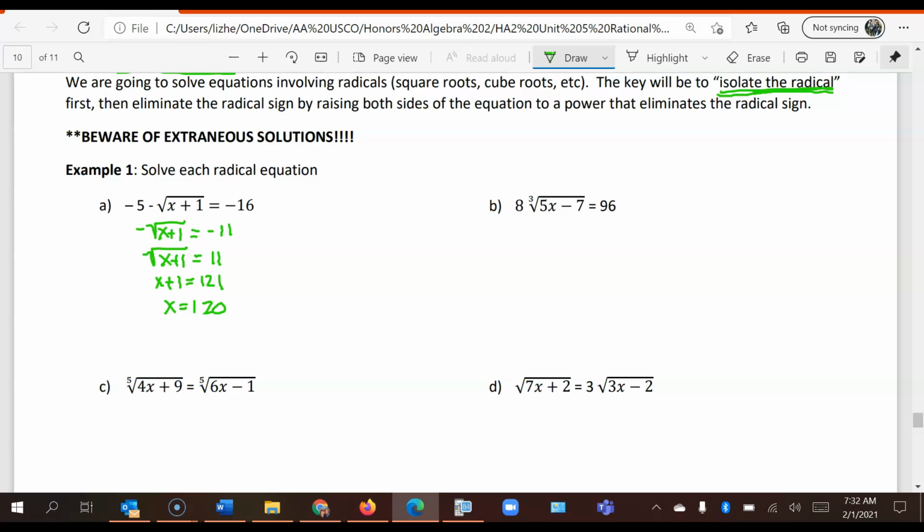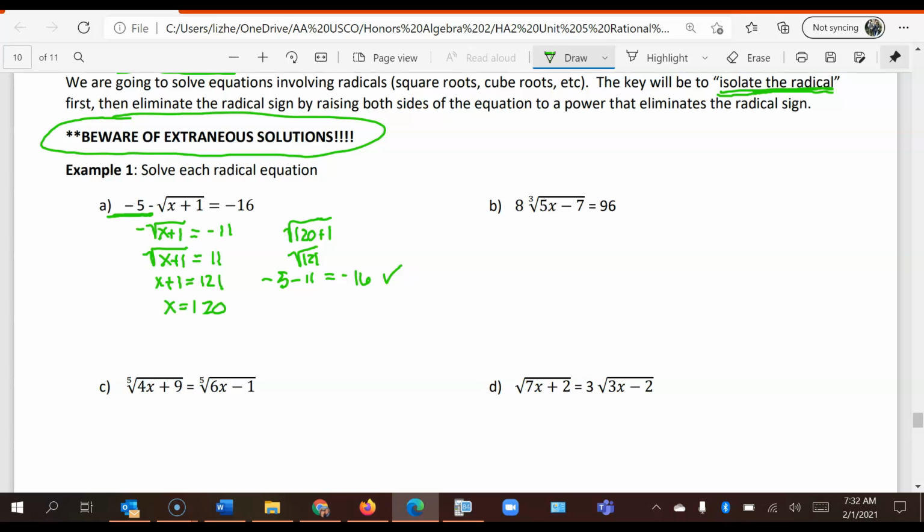You always need to check your answers right here. Beware of extraneous solutions. Always check them. You can just mentally check them. What you're doing is you're putting in the value for x into that radical, and you're making sure, first, that you are not going to take the square root of a negative, and second, that it is truly a true equation. For example, you can just do this mentally if you want, but you'd say, okay, 120 plus 1 is 121, the square root of which is 11, right? So here we have negative 5 minus 11. Does that equal negative 16? Yes. So just make sure you check your solutions.